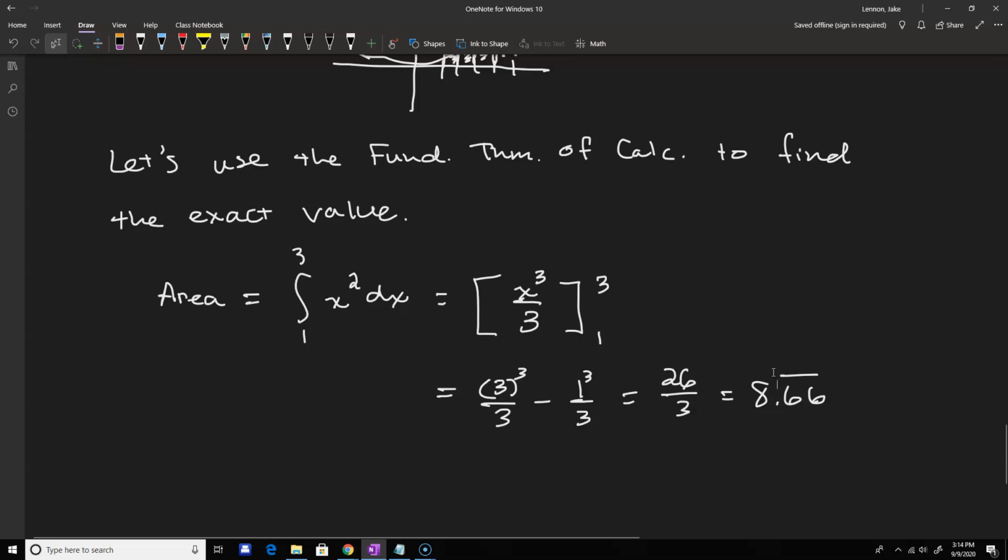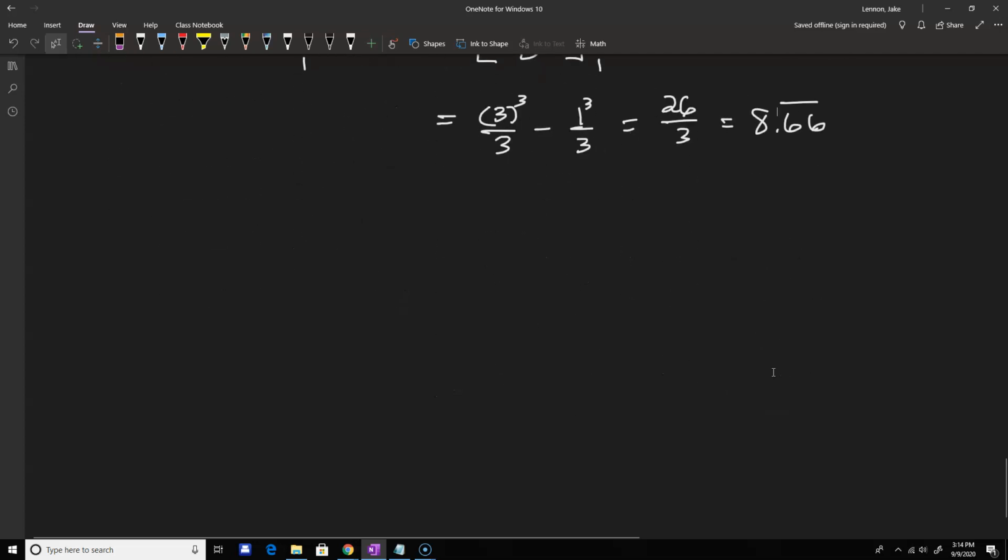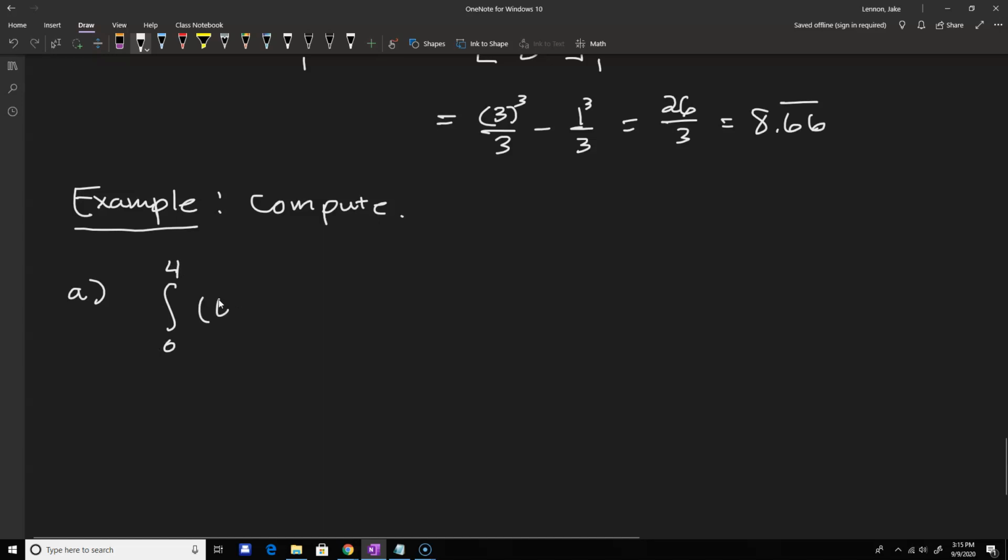So let's look at a couple more examples where we're just kind of computing these things. So these are known as definite integrals when you're trying to find these areas. So this kind of combines the practice of using the fundamental theorem with applying the antiderivative rules that we've just learned. So let's find the definite integral from 0 to 4 of 6x minus 5 dx.